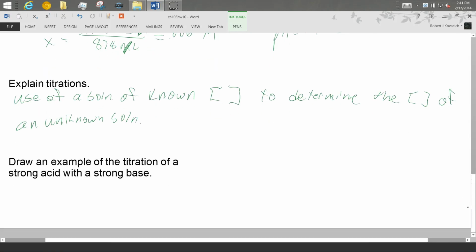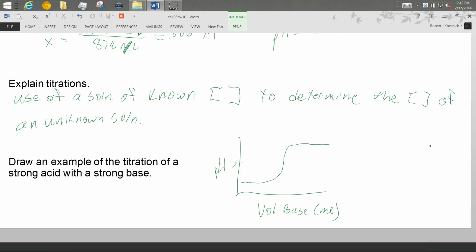Draw an example of a titration curve with a strong acid and a strong base. Okay, so we've got volume of base, probably in milliliters, and over here I've got pH, and I would have a curve that looks something like this, and at this equivalence point right here, that would be my pH of 7. Something like that. Any questions about that?